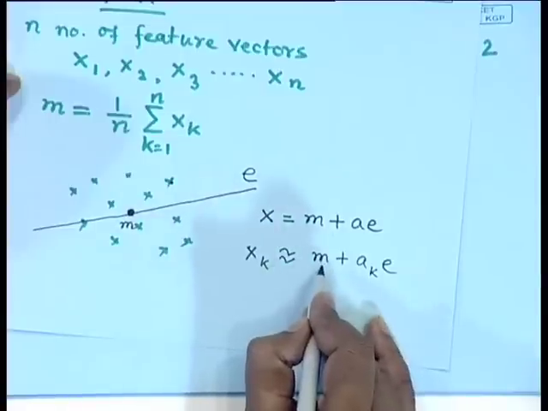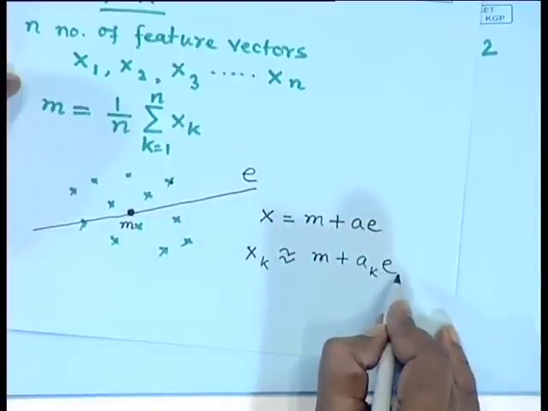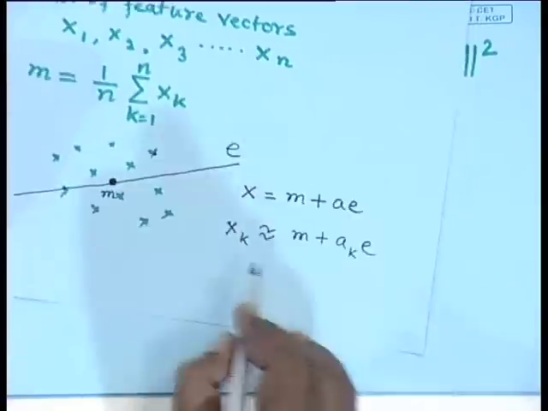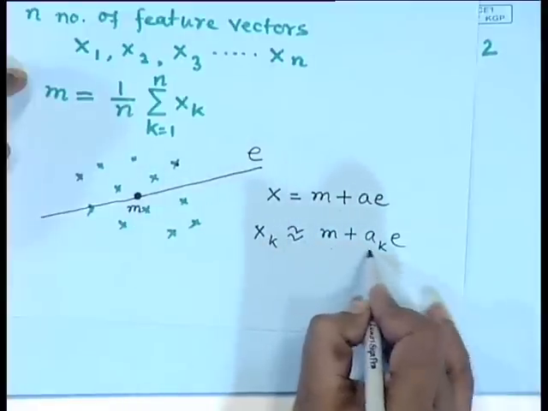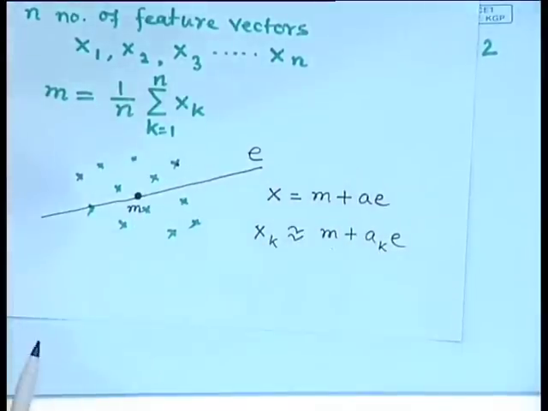x k I am representing as m plus a k into e, means projection on that line. See, otherwise how do I get the error? This x k is my original point and this is the projected point. So the difference between the original point and the projected point, that is my error. I am trying to estimate the error. So this is the same as my original x k.